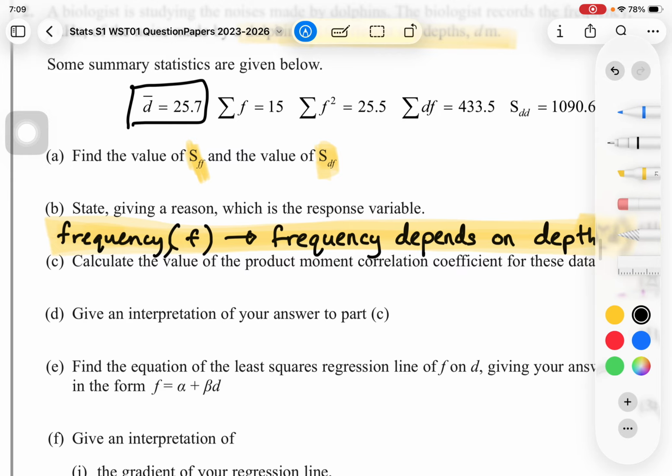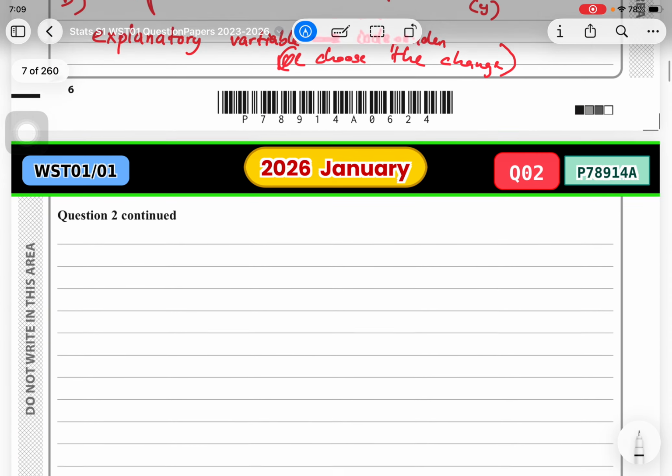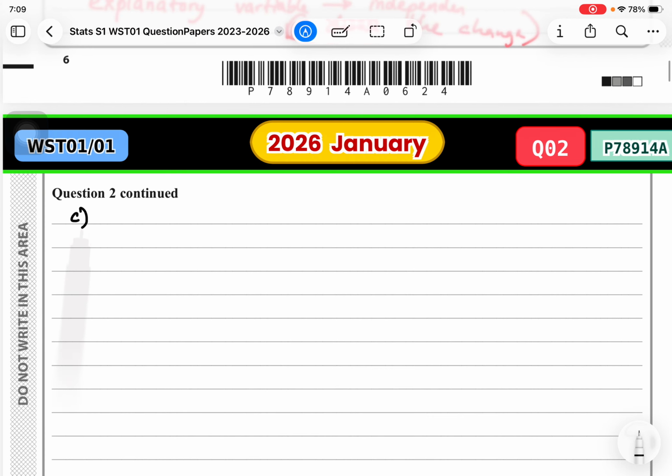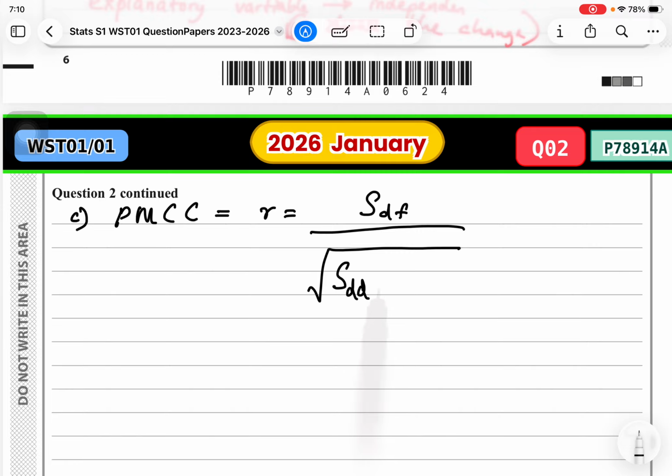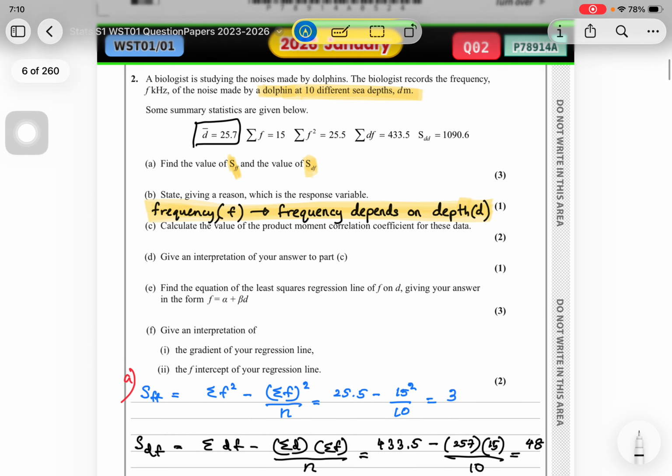Next one: calculate the value of the product moment correlation coefficient of these data. Once we have defined it, let's go back to the question. I'll continue here. We know the product moment correlation coefficient, which is R. How do we get it? It is SDF divided by root of SDD times SFF. Some of the information we found in the previous question.